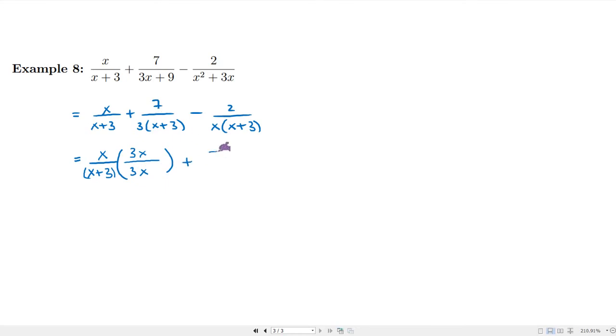What about the second one? We have 7 over 3 times x plus 3. Now this has the 3 and the x plus 3, but we're missing the x that we need from this one. So we're going to multiply and divide by x. And then the last one, we have minus 2 over x plus 3. So we have the x plus 3, but we're missing the 3. So we're going to multiply and divide by 3.